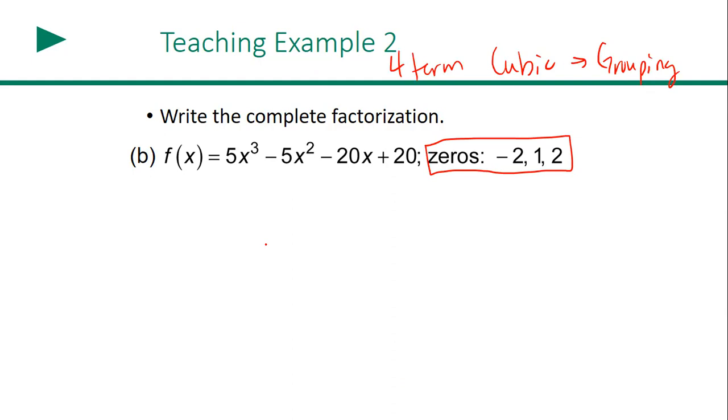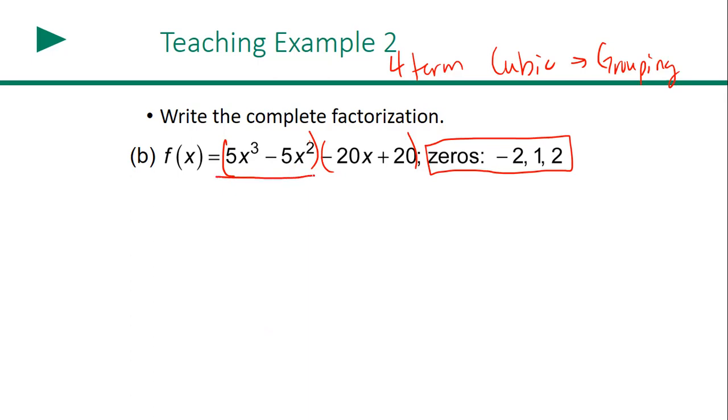Grouping means I'm going to group the first 2 together, find their GCF, then I'm going to group the second 2 together and find their GCF, okay? So my first grouping is going to be here. My second grouping is going to be this pair. After you group, you're going to find the GCF of each one.